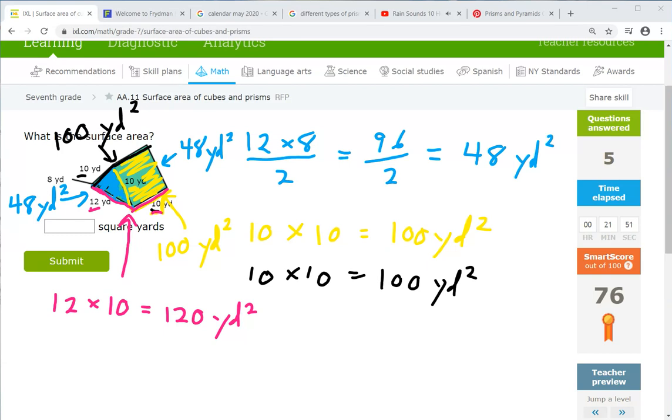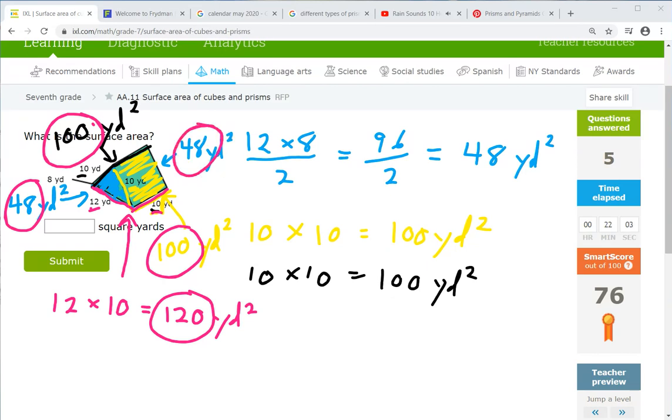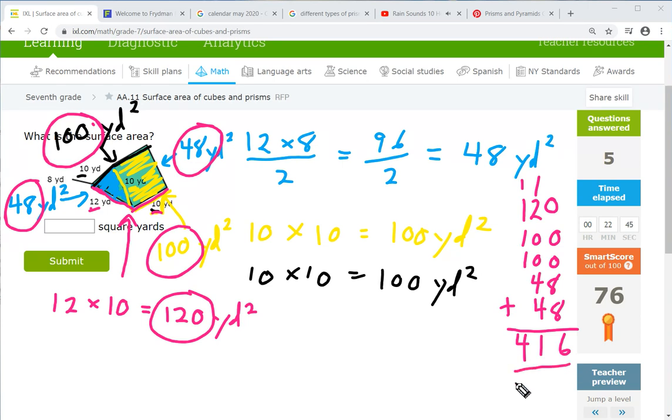Okay, and I think we got everything now. So we're going to have to do 120 plus 100 plus another 100 plus 48 plus another 48. Let's do that on the side. That would be 16, carry the 1. That's going to give me 3 plus 8, which is 11. Carry the 1, and that would be a 4. I have 1 plus 1 plus 1 plus 1, which is 4. So, just check my math here. So the total surface area is 416 square yards.